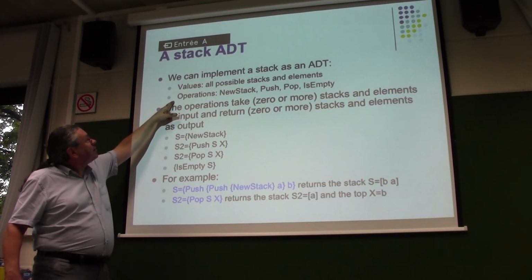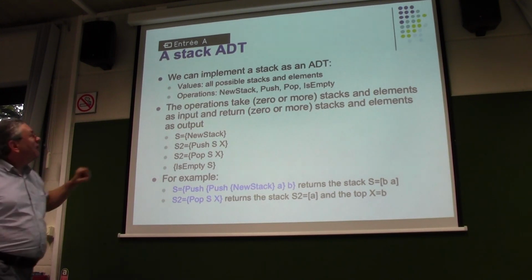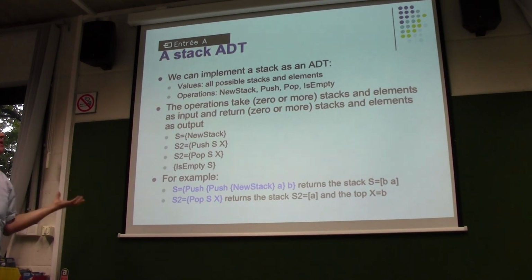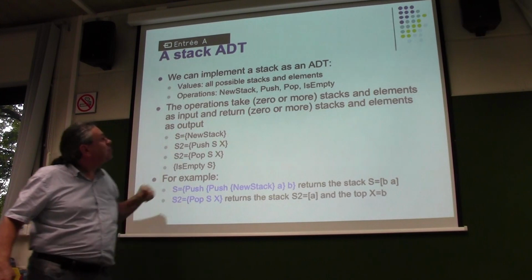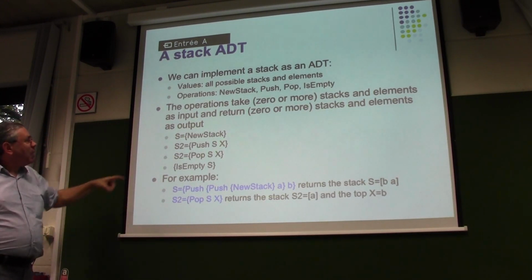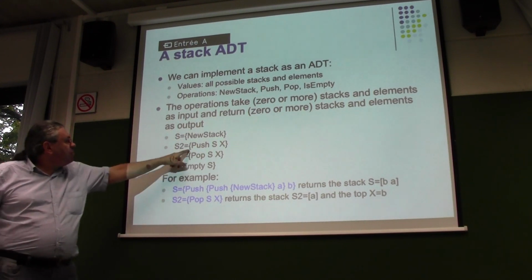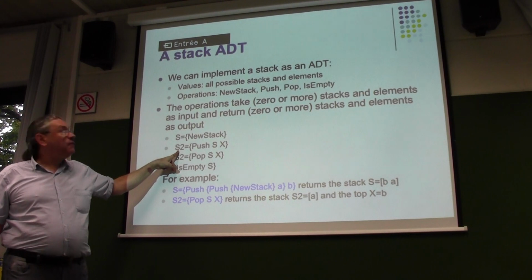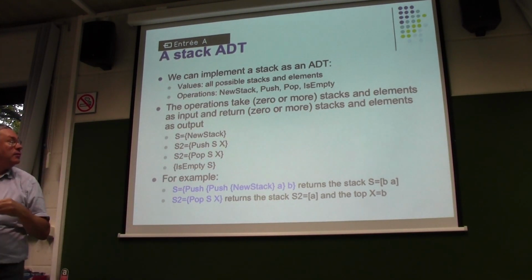So let's implement our stack as an abstract data type. The values will be all possible stacks. So they're not just numbers, but it can be any stack value. And we have the four operations: new stack, push, pop, is empty. We create a new stack. We push X on the stack S, and we get stack S2. So these stacks, S and S2, are values.